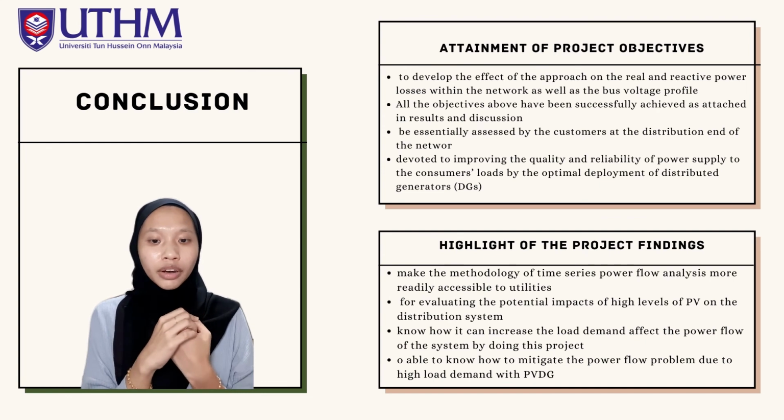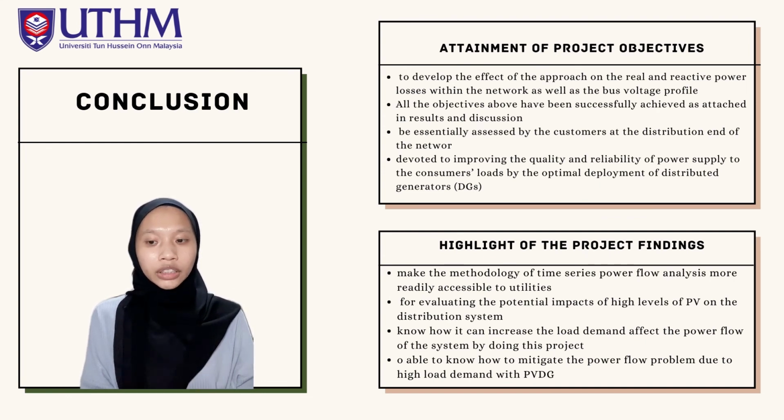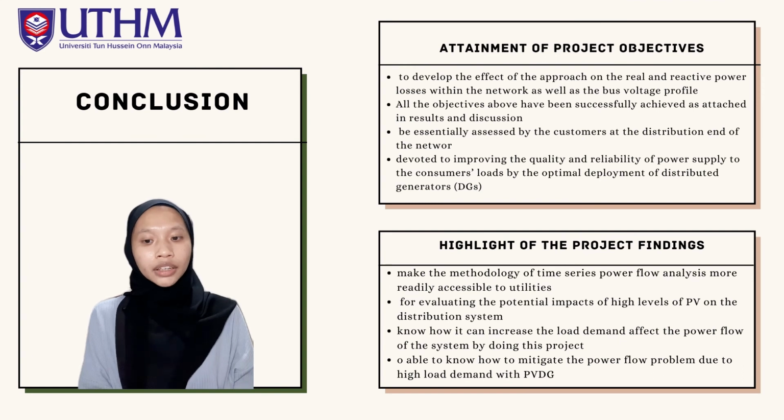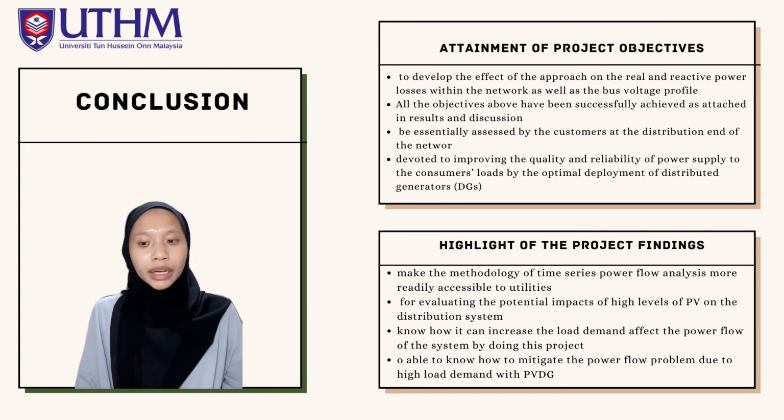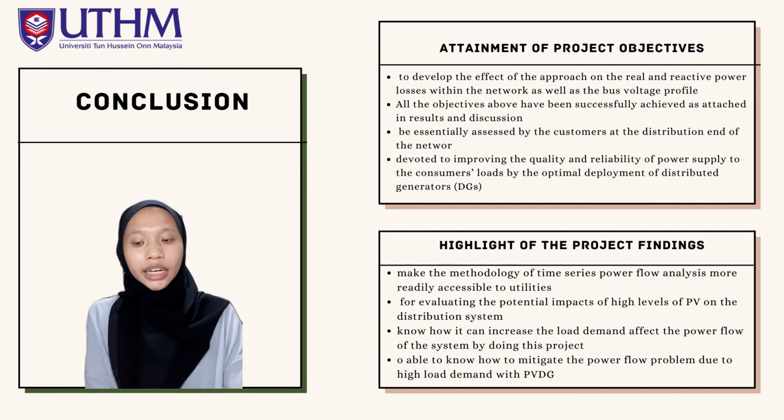And next, the performance of the power system is essentially accessed by the customer at the distribution end of the network. So next, we devote ourselves to improving the quality and reliability of the power supply to the consumer loads by optimal deployment of distributed generators. Next, I will explain the highlights of this project's findings. Firstly, we make the methodology of time series power flow analysis more readily accessible to the utilities. Second, for evaluating the potential impact of a high level of PV on the distribution system. Third, know how increasing the load demand affects the power flow of the system by doing this project.